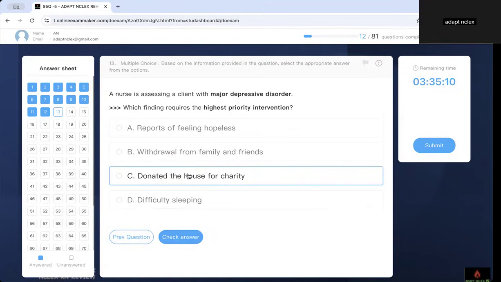But I can tell you, donating to charity means you're giving up. That's the last thing. If you donate your house, you're not coming back to that house. You're done with the rest of the world. Who donates the house? You may have 500 houses. No, this patient is gone. It's okay to have difficulty sleeping. It's okay to have what? Hopelessness. It's okay to withdraw. But when you donate, it's suicidal. That's your right answer.